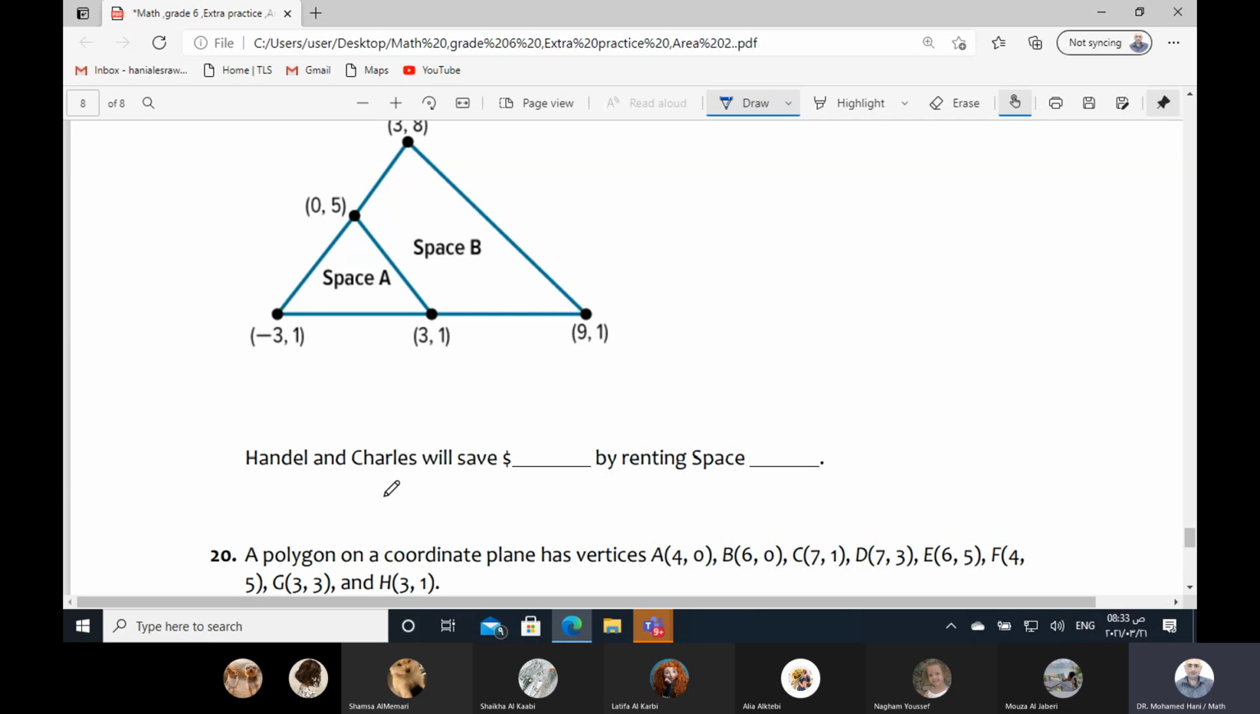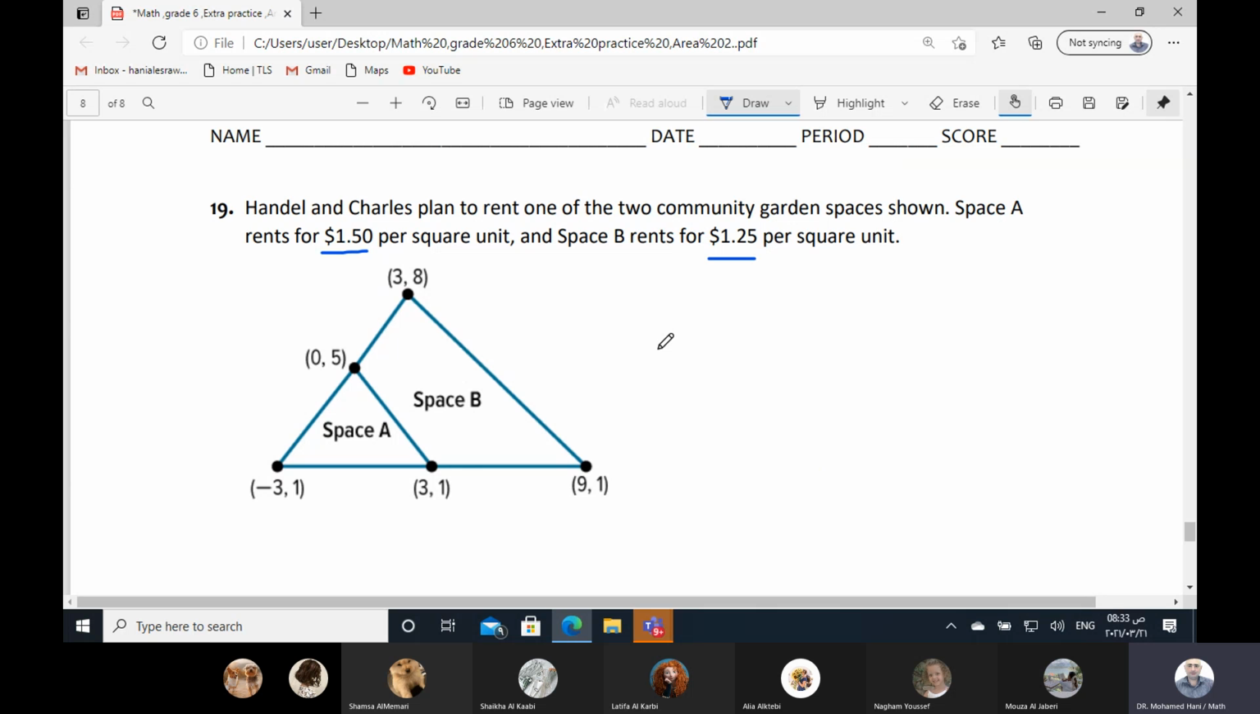So Handel and Charles will save by renting space. I want all of you to try to find this problem. Start, please.